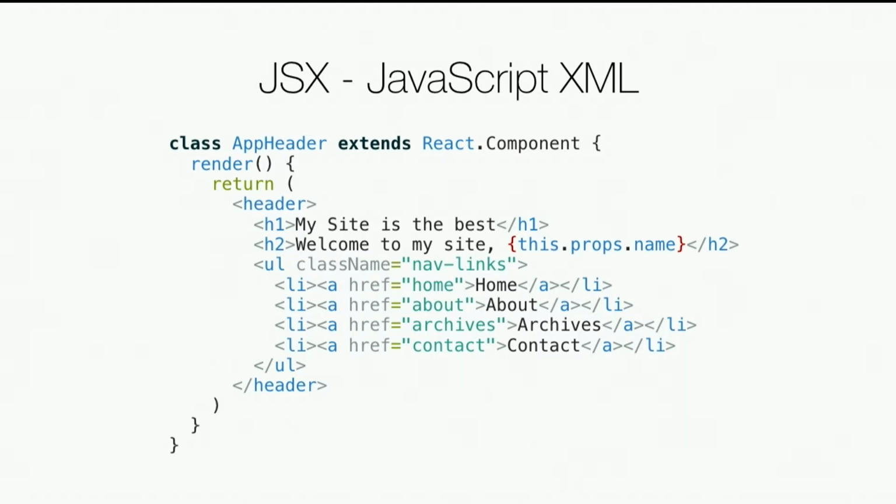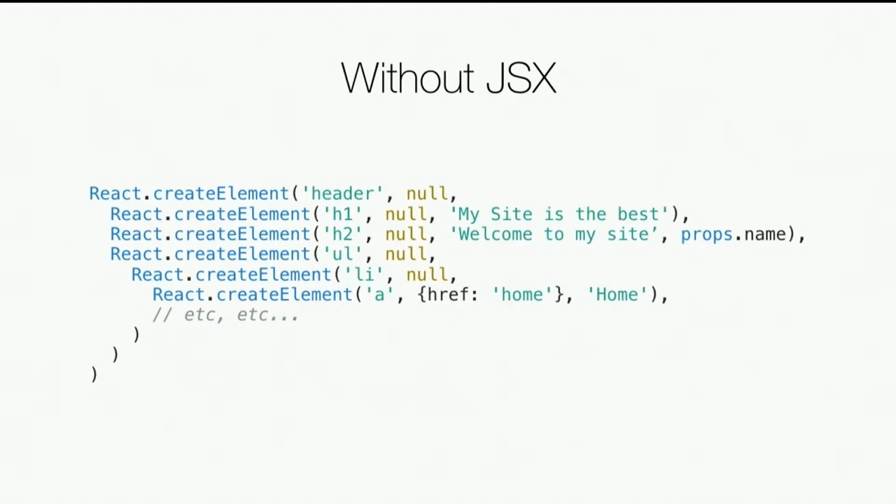So if we don't use JSX, that is what it actually looks like. Under the hood, it's actually a bunch of nested calls to React createElement. The first argument is just what type of element you're making. Next argument is any properties you want to pass, and then after that is the children for that. So you can see we make the header. Child of that is the H1 and the H2.